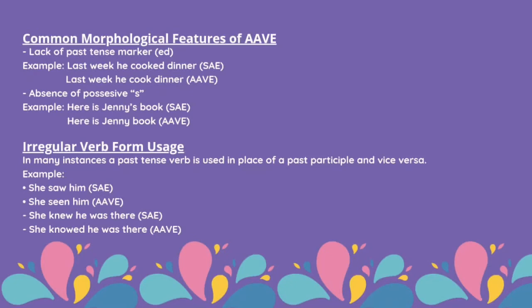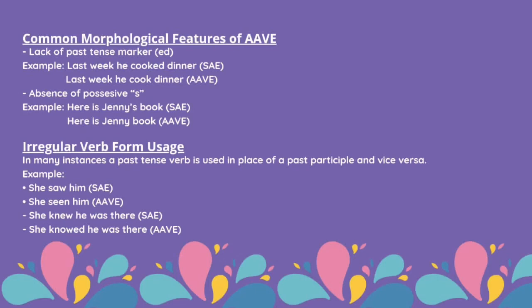Next, common morphological features of AAVE. Lack of past tense marker, ed. Example, last week he cooked dinner is the correct form in standard American English, and last week he cook dinner is the correct form in AAVE. Absence of possessive s. Example, here is Jenny's book is the standard of standard American English, and here is Jenny book is the standard for AAVE.